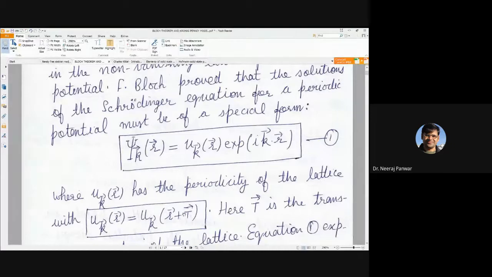T, you know, in terms of the primitive basis vectors a, b, c, could be given by T = na + mb + oc, where n, m, o are three integers. In place of a, b, c, you can take a1, a2, a3. So such is the translation vector in three dimensions. This means that this function remains invariant under a translation operation. Our lattice is periodic, and this periodicity will also be reflected in the wave function of the electron as well as its energy.